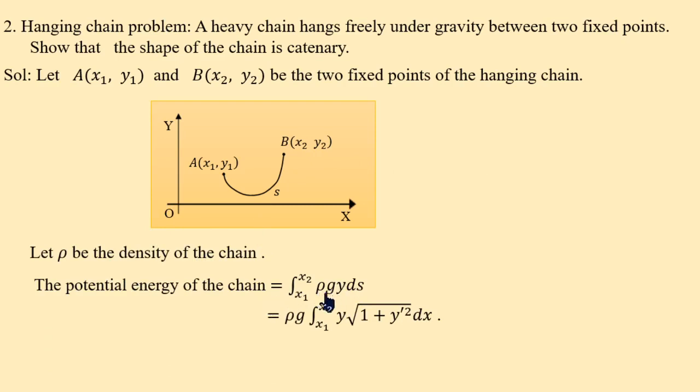The potential energy of the chain is rho into g, gravitational force, into y, this length from the ground, into this length of the arc, that is ds, from x1 to x2. This is the potential energy of the chain. And if I substitute ds is root 1 plus y dash square into dx, so y root 1 plus y dash square into dx, rho into g. So this is a constant term.